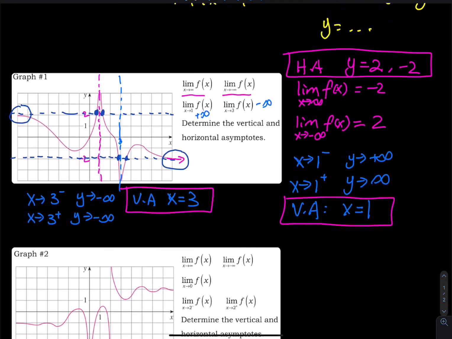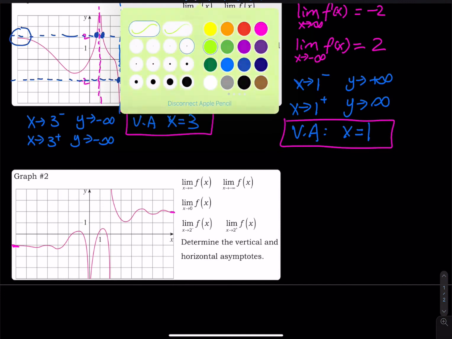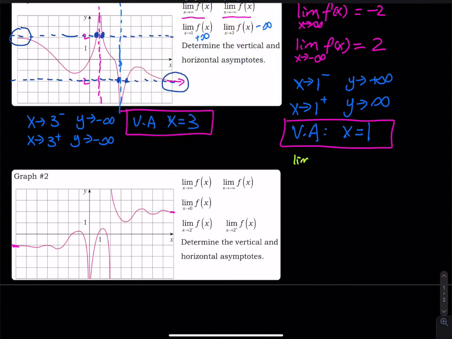All right, so that is the first graph. The second graph, what do we have right here? We have a limit as x approaches positive infinity and negative infinity, right? Here is positive infinity, and here is negative infinity. Let's switch color. As x approaches positive infinity, y approaches 2, right? So this equals 2. And the limit as x approaches negative infinity of f(x) is -1. So we have 2 horizontal asymptotes: y equals 2 and y equals -1.